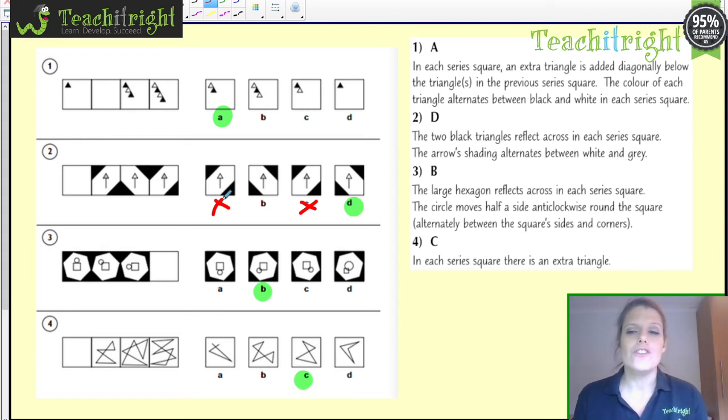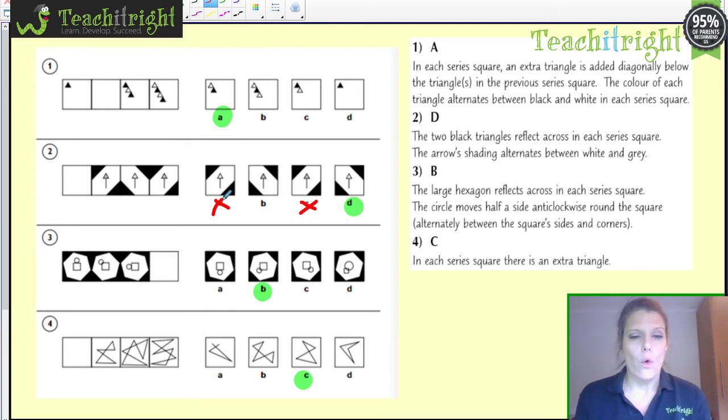3B, the large hexagon is reflecting across in each series square. The circle moves half a side anti-clockwise around the square, and that's alternating between the square's sides and corners. So it starts off in the middle of the top side, then it goes to the left corner, then the middle of the left side. So it will be on the bottom left corner. And that was the only option it could have been with B.